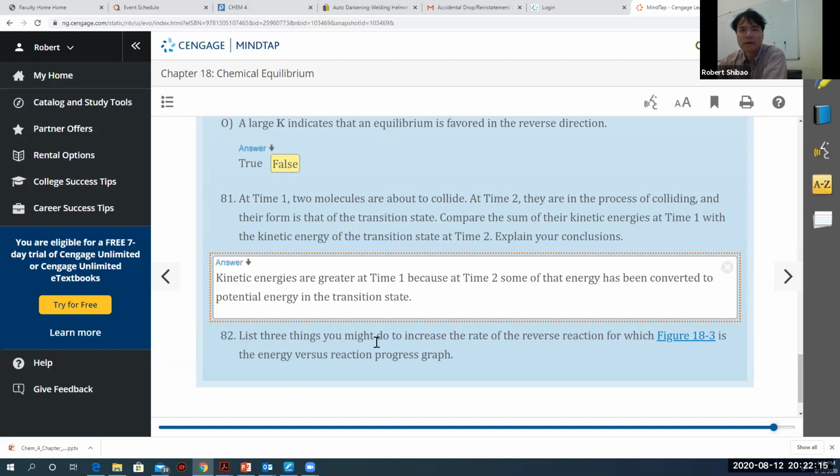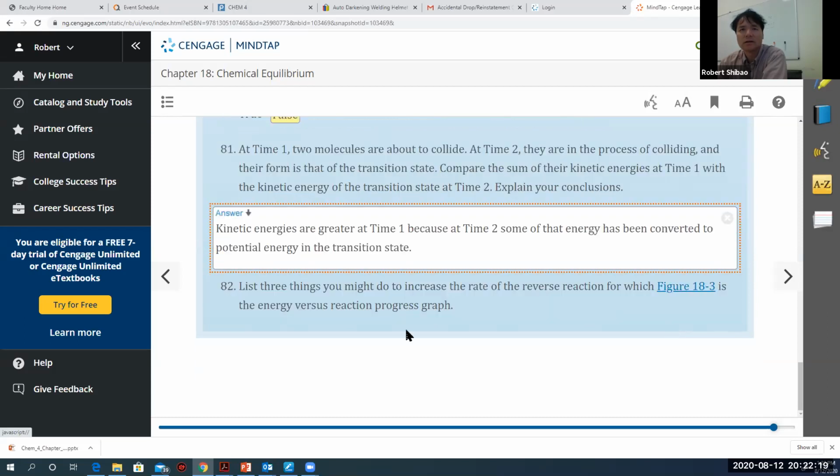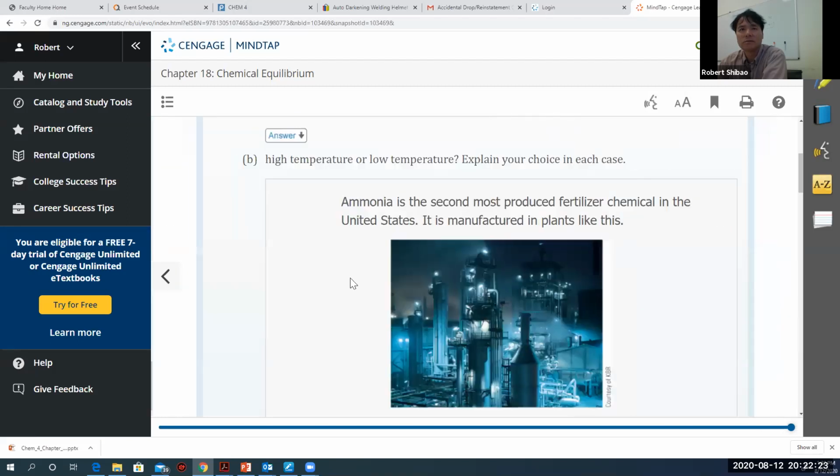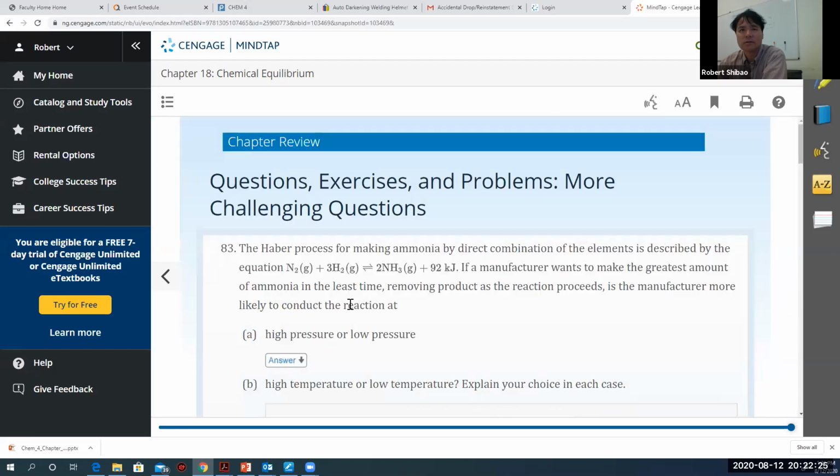List 3 things that you might do to increase the rate of the reverse reaction. Actually, there's no answer for this one, so skip that. Just do the ones that you could review quickly yourself in your studies. That way you have more details in this, so when you do review it, you can hopefully get more out of the review.